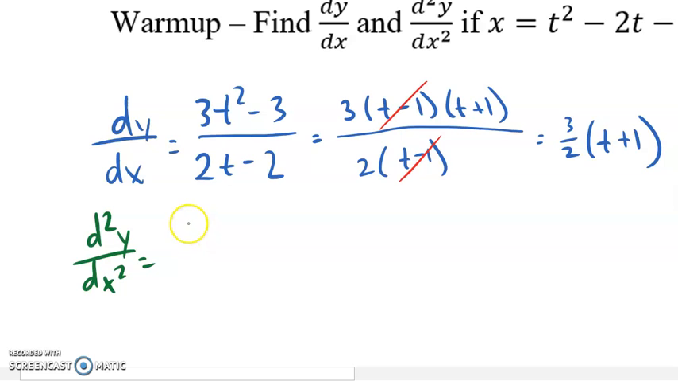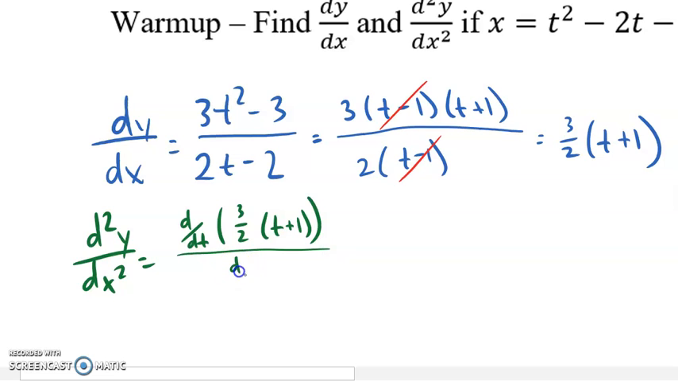Remember, that's going to be the derivative with respect to t of our first derivative divided by dx dt. Now, here's where some people will make a mistake. They'll just say, oh, I'm just going to multiply by 2 because that's the denominator, right? And this is the denominator of the last one. No, no, no, no. The denominator over here is not the same as dx dt. We need to go back to the original expression before it was reduced. So be careful with that.